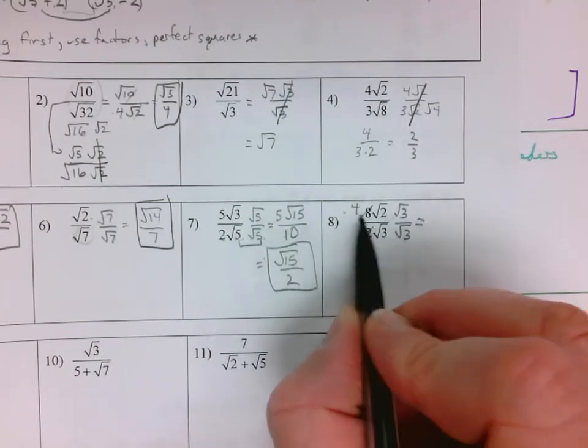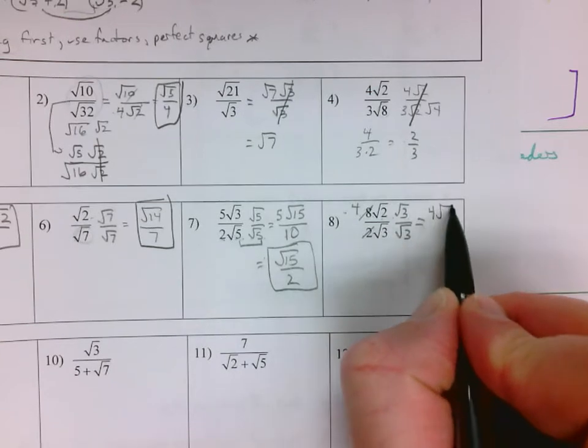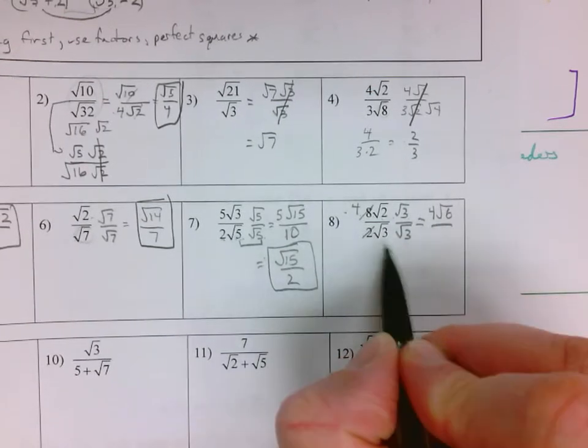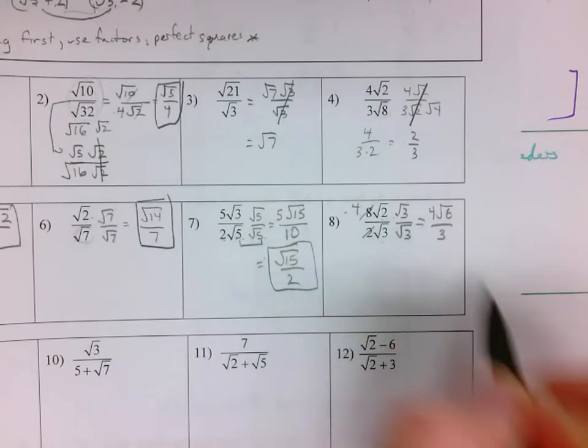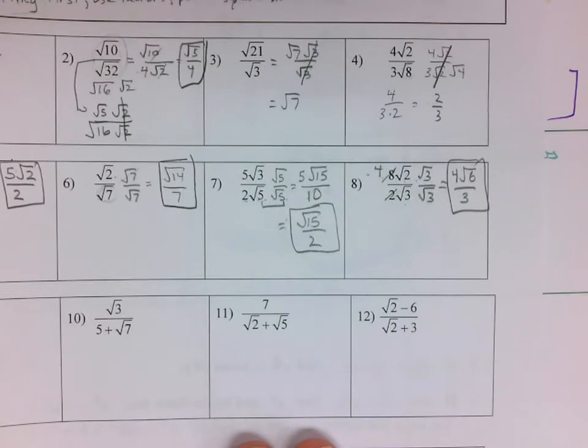So we have 4 times radical 2 times radical 3, which is 4 radical 6. Radical 3 times radical 3 is 3. Pretty straightforward on those. Now we get to what we talked about with the conjugate.